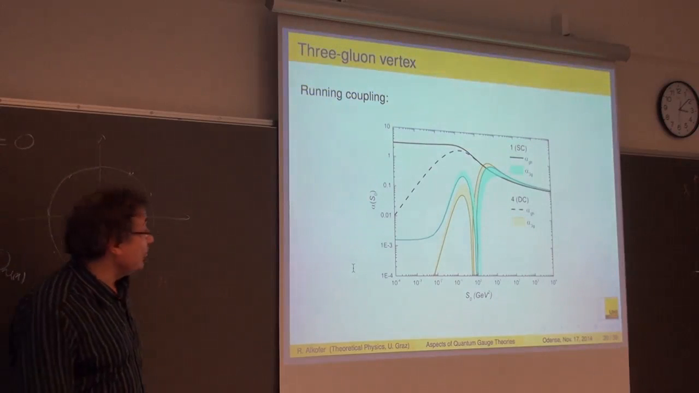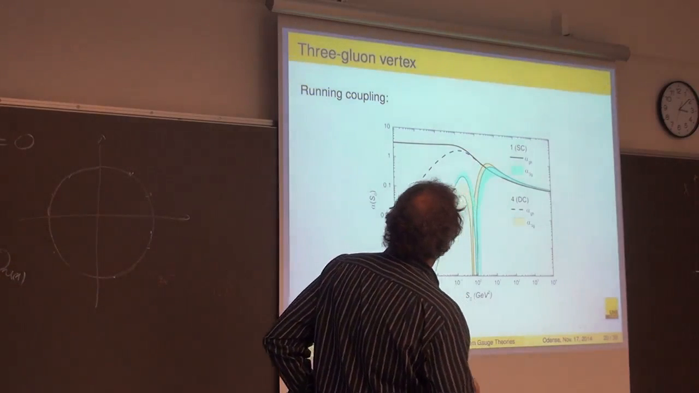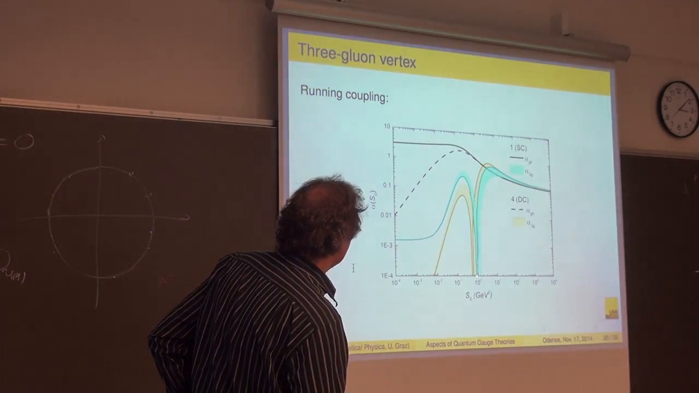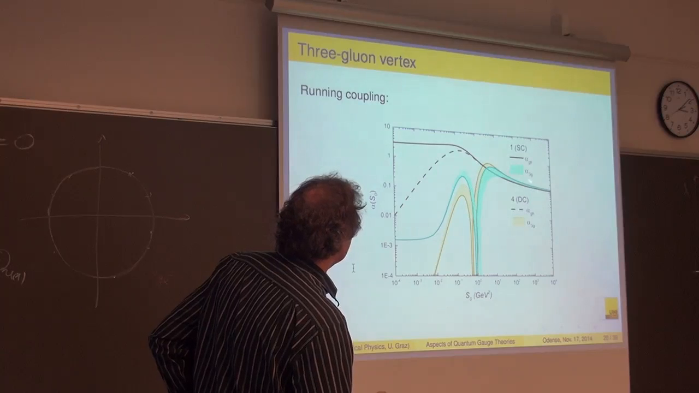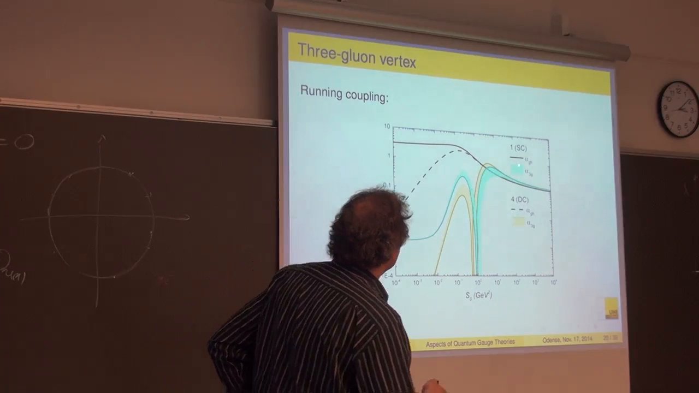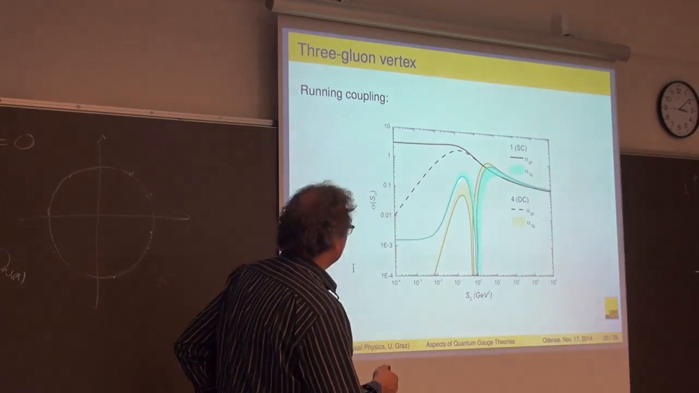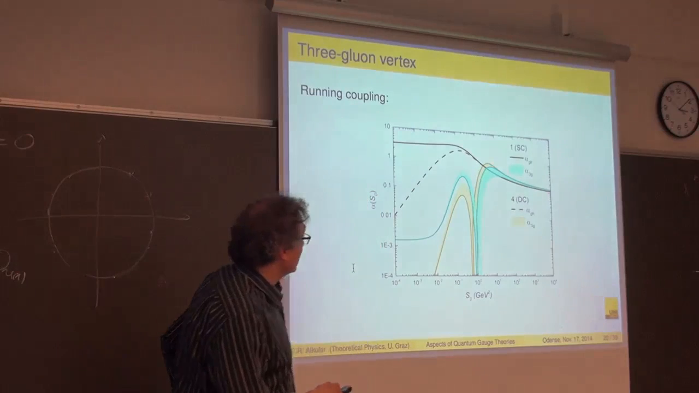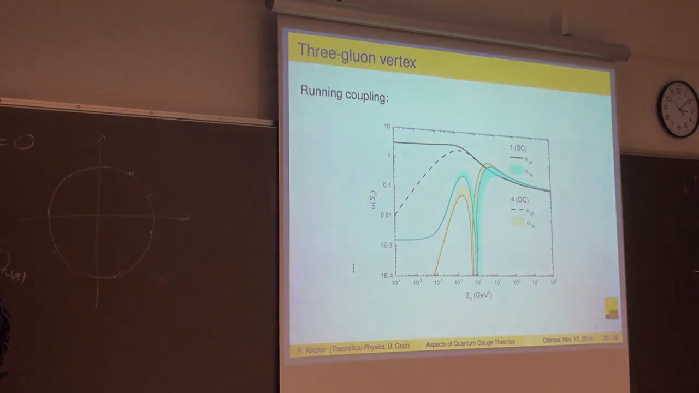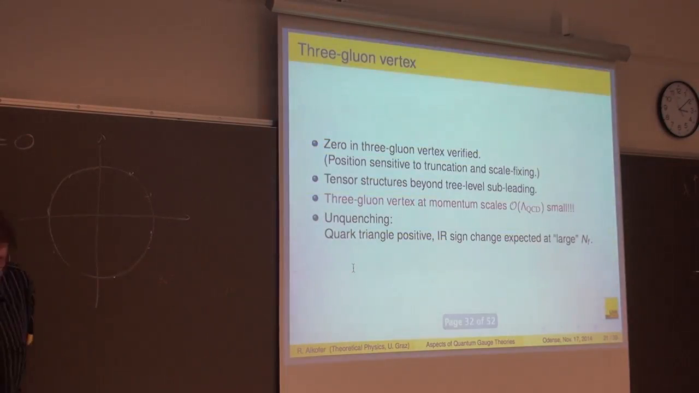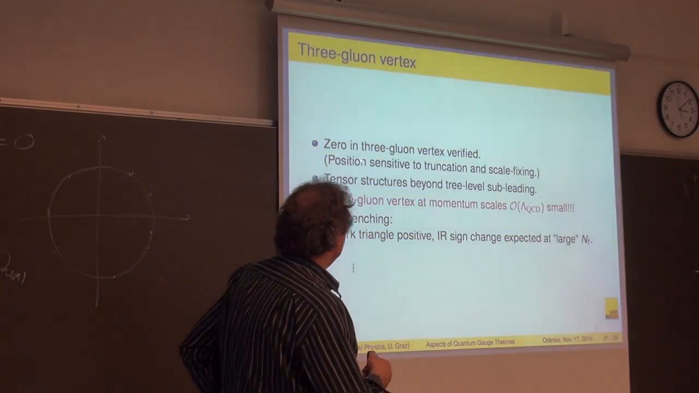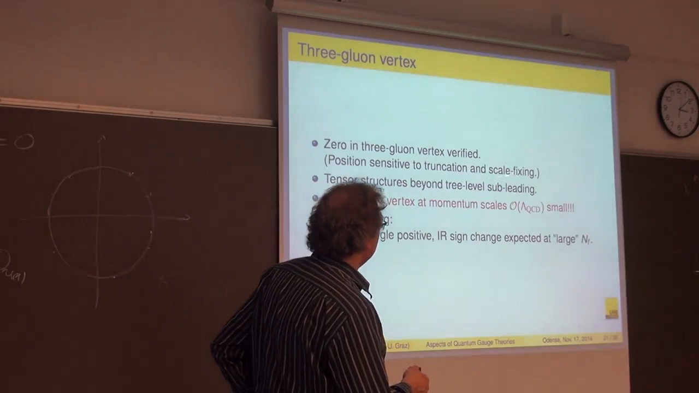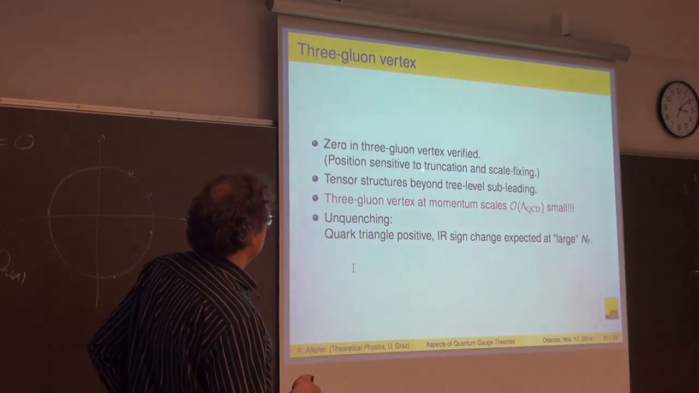So this is the running coupling as calculated from this three-gluon vertex, and here you see very nicely where the zero is located, and you see again that in the physical region the coupling and scaling solution produce more or less the same result. So we verified that there is a zero in the three-gluon vertex. The position is unfortunately somewhat sensitive to scale fixing, so this is a little bit of a problem.